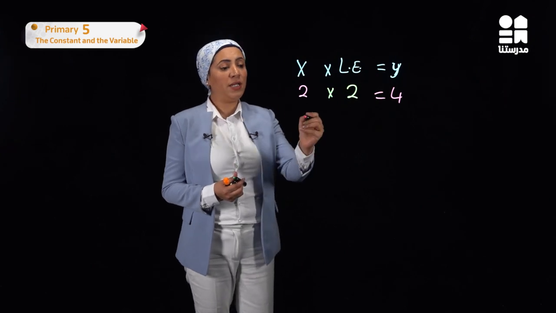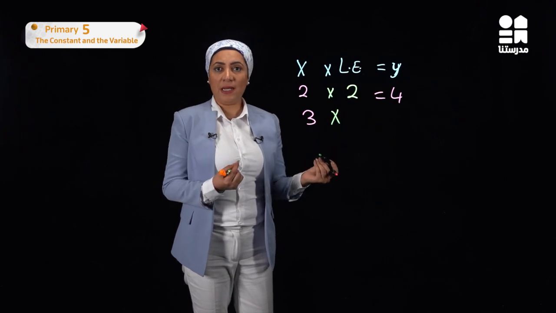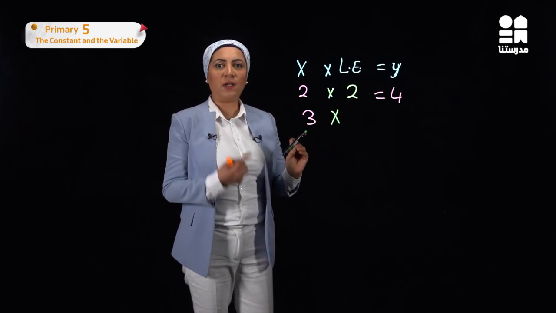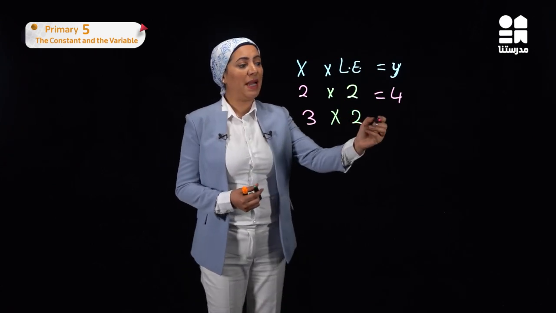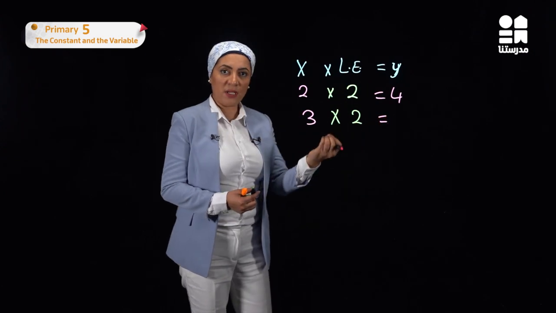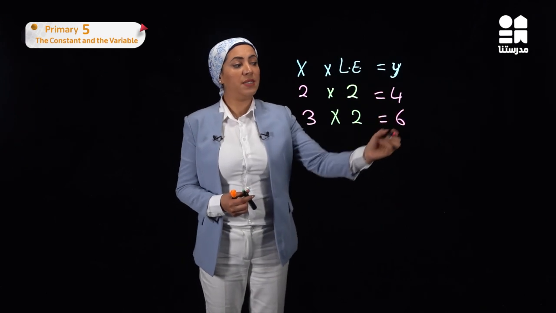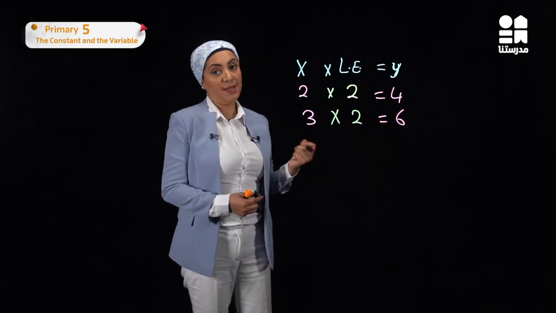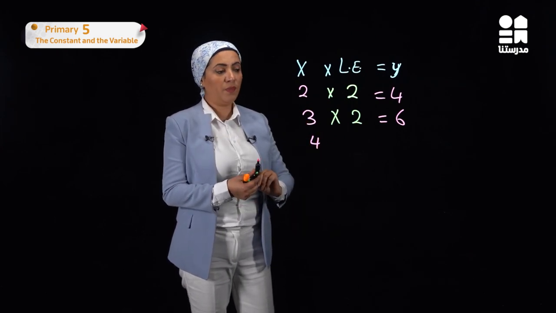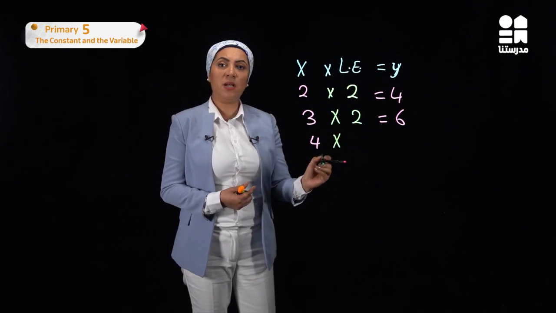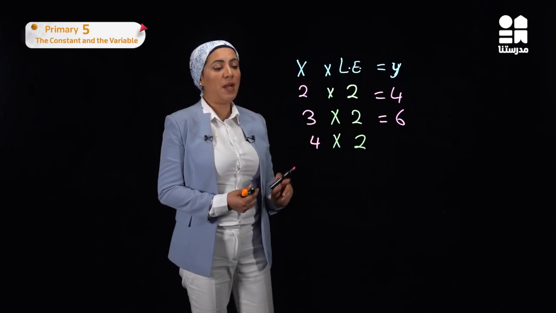Okay, what if I will buy 3 pens? Will the price of the pen differ? Of course not, the price of one pen will still be 2 LE, but the amount of money I'm going to pay to get the 3 pens will differ. So 3 times 2 is 6. Now I will pay LE 6. What if I will buy 4 pens? Will the price of the pen change? The price of one pen remains as it is, 2 LE.